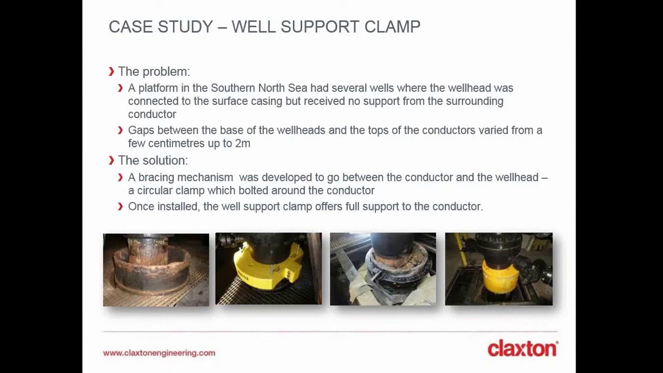This was a case for a well support clamp. If you see the first and the third pictures, they show a couple of wells within the same platform, where the surface casing in this case was receiving no lateral support from the conductor and was taking the whole weight of the wellhead. And this was a big cause of concern, obviously, for the design life of the well. In the examples shown, you can see how different one case is from the other, both of them within the same platform.